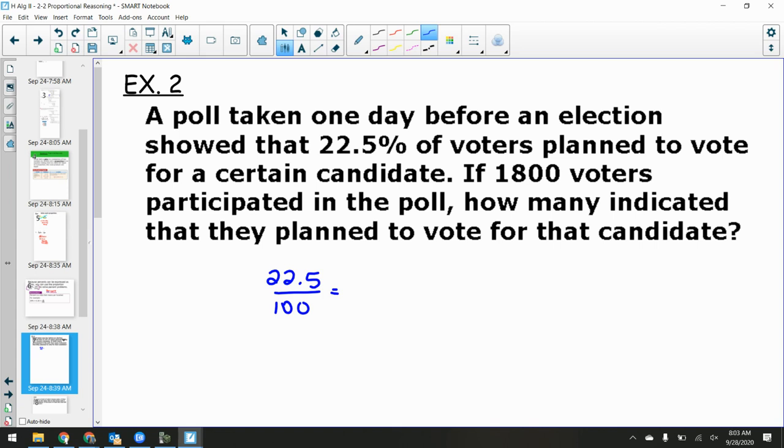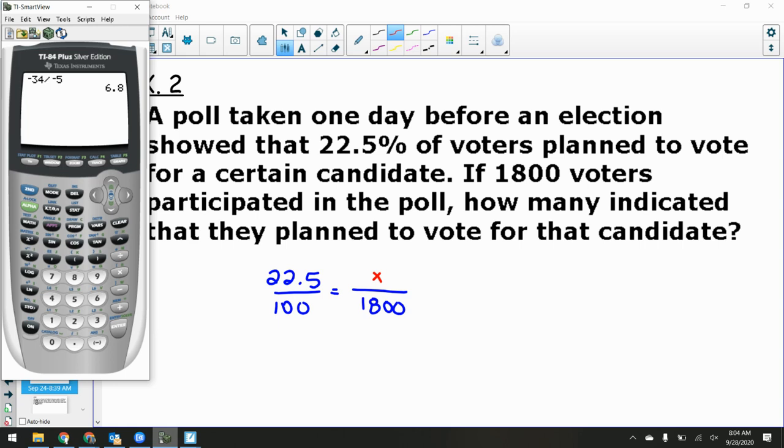Well, think about it. Is 1,800 the part or the whole? It's the whole number. If 1,800 people participated in the poll, I want to know how many decided to vote for my particular candidate. And here's my proportion that I can solve. I can take 22.5 times 1,800. I'll do the whole cross multiplying and dividing in one step: 22.5 times 1,800, and then divide by 100, which just knocks off two zeros.